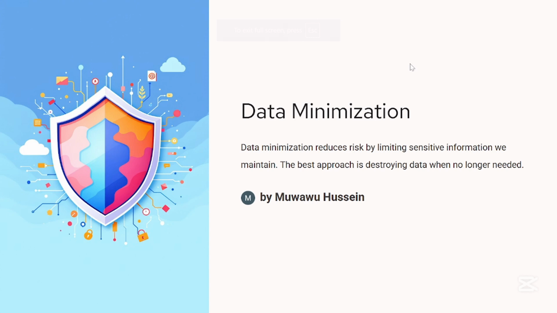So let's look at data minimization, which is another method of data protection. Data minimization reduces risks by limiting the sensitive information we maintain in our organization. How this works is the organization only keeps data that is still needed for business use. Any data that is no longer needed for business use is deleted or destroyed. And so the best approach to data minimization is destroying data when it's no longer needed.